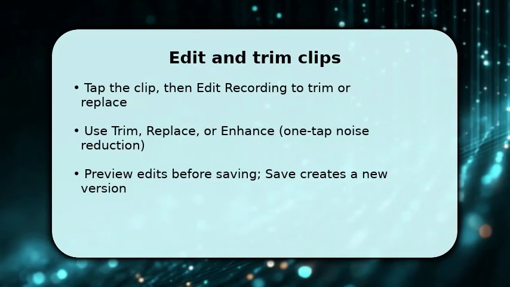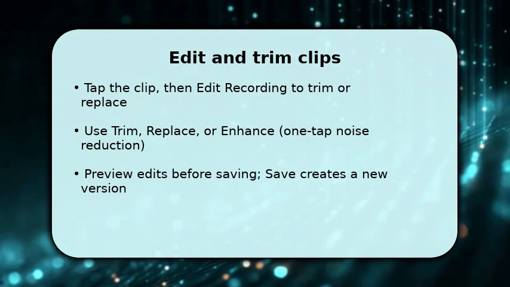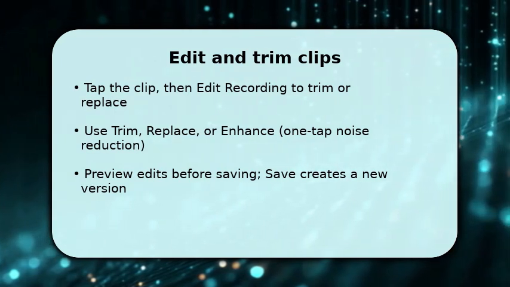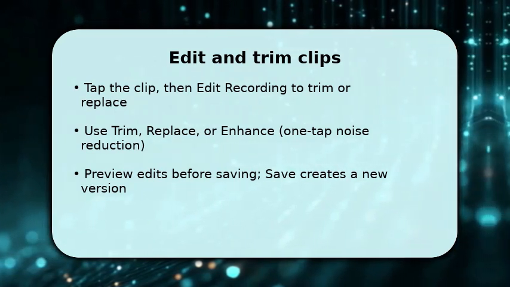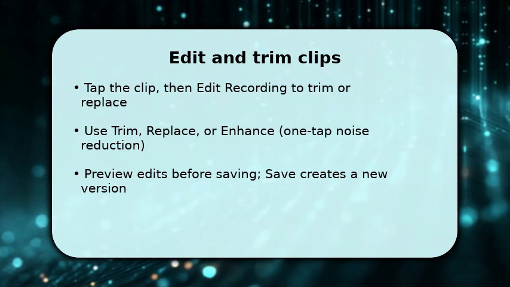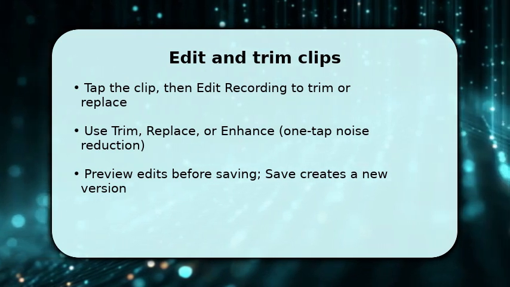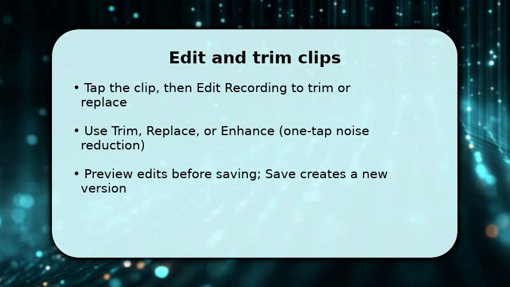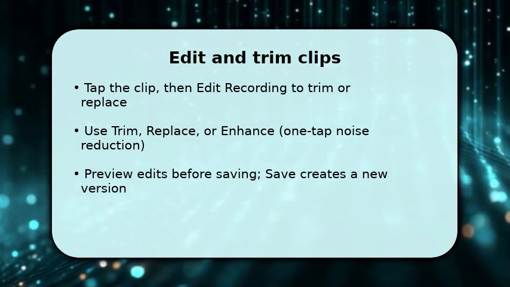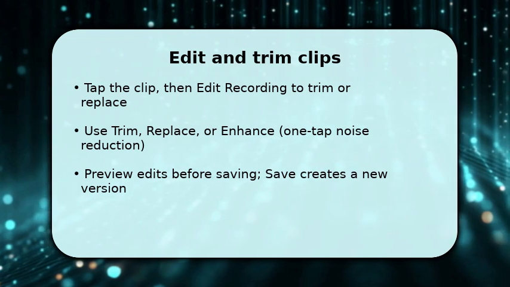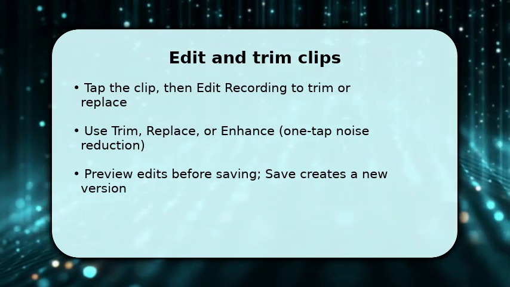You tap the clip and choose Edit Recording to refine what you captured. This is where quality comes together. Use Trim to cut silence or mistakes, Replace to overdub a section, and the Enhance button to reduce background hiss. Each choice changes the audio differently. Once done, scrub the waveform to preview edits and make fine adjustments with pinch to zoom.